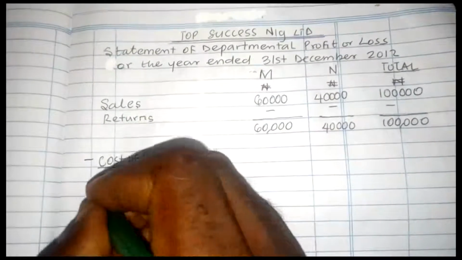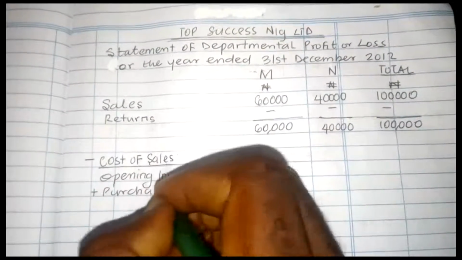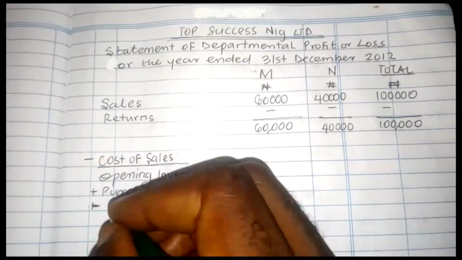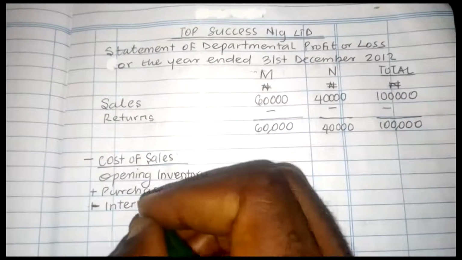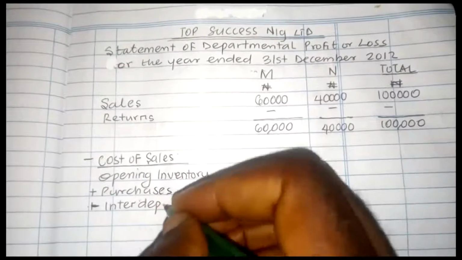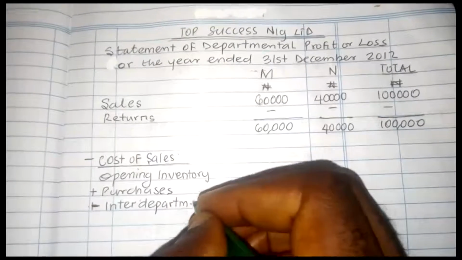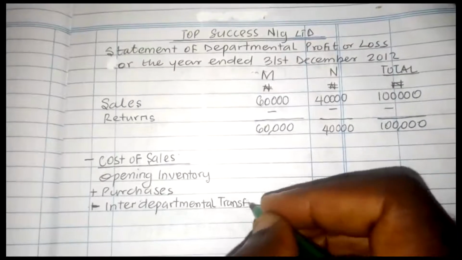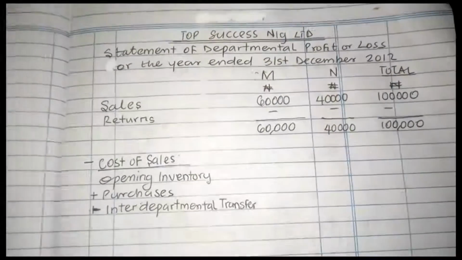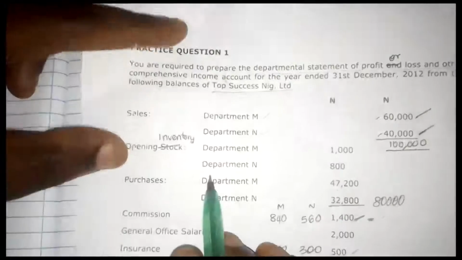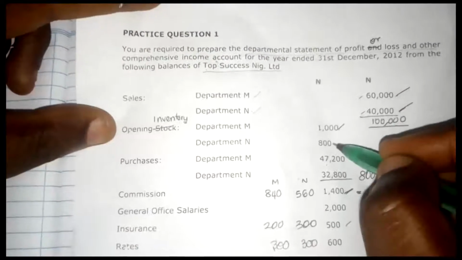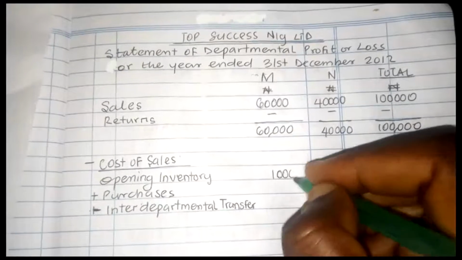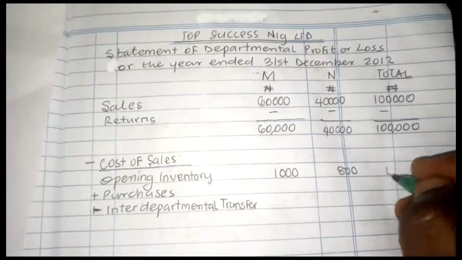You will add your purchases. You just write purchases. Then you will subtract interdepartmental transfer. Okay, so let's see, do we have opening inventory? Yes, we have 1,800. So we have 1,000, then 800, then the total is 1,800.